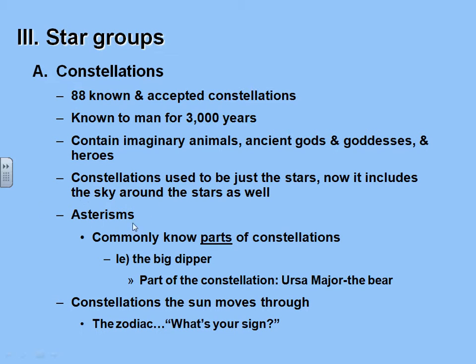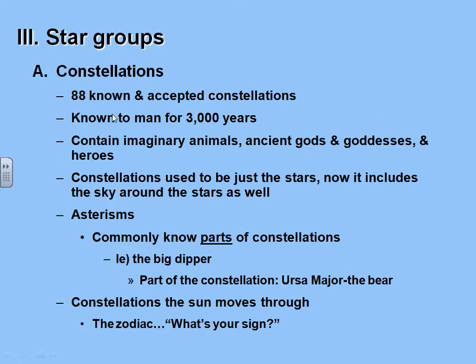An asterism is a part of a constellation that makes an image as well. One of the best asterisms out there is the Big Dipper. The Big Dipper is actually a portion of Ursa Major. Ursa Major is the bear, right? The big bear. And a small portion of it is the Big Dipper. The Little Dipper's up there as well.